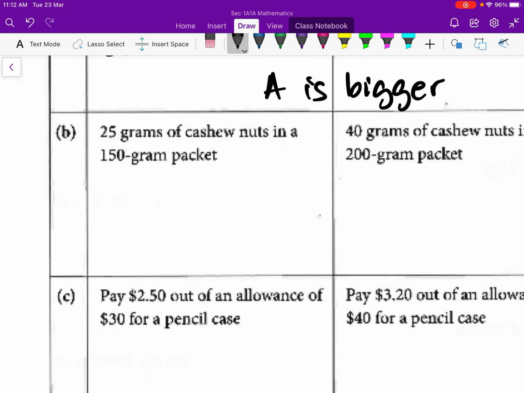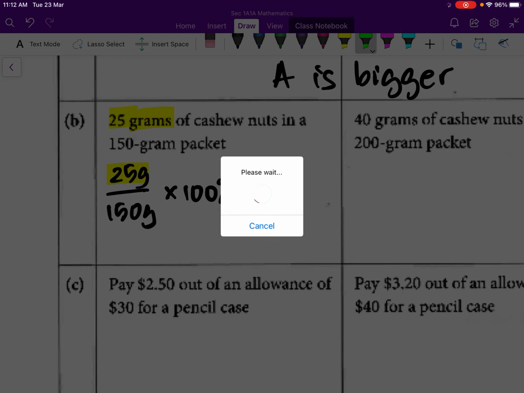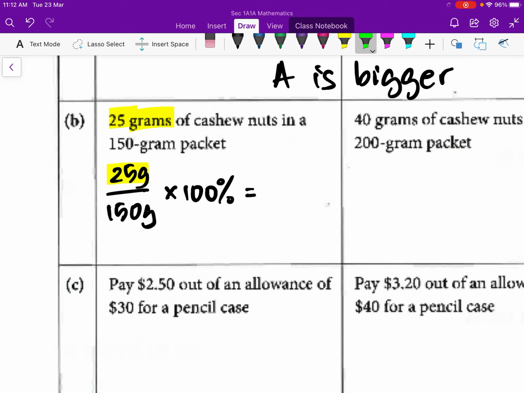What is the percentage? 25 grams in a 150 gram packet. Okay, but what times 100? What divided by what? 25 grams over 150 grams times 100%. Okay, you can do the same color coding. 25 grams out of the 150 gram. And percentage, that's what they wanted us to do. So what? How many 6 are you going to write? 3. Why? Why 3 significant?